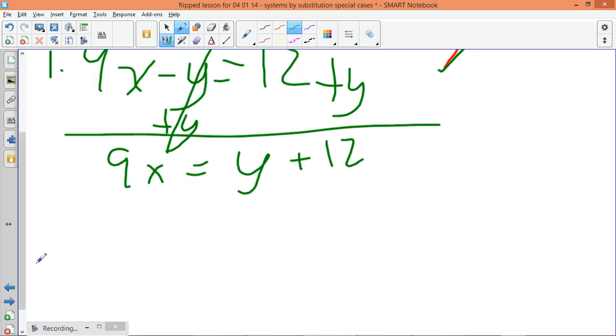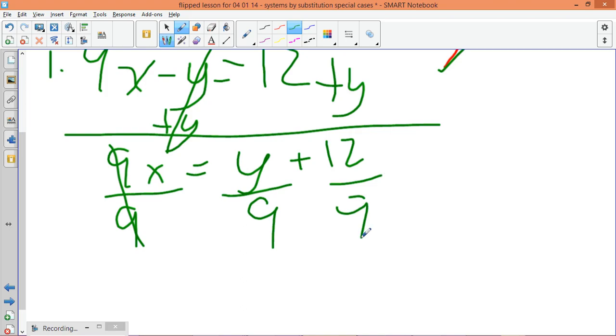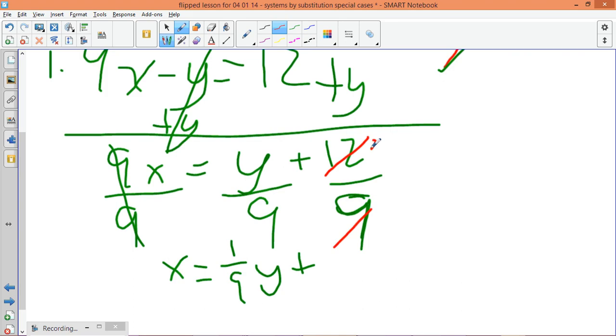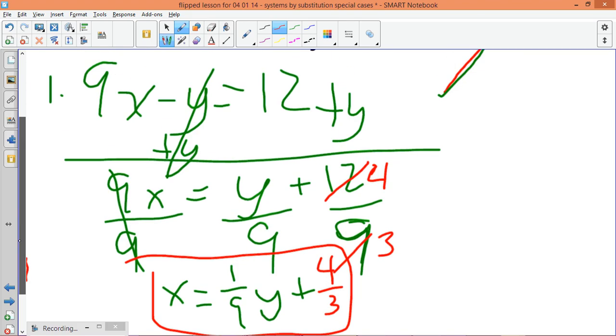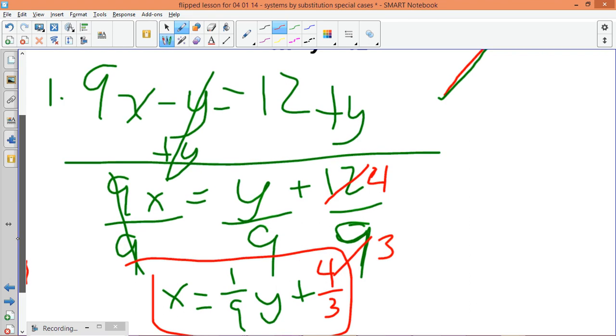Great. Now I divide everything by 9 to get x by itself. x is equal to 1/9 y plus 12 over 9, which can be reduced. 12 and 9 have a common factor of 3, so divide by 3, I get 4. Divide by 3, I get 3. So 1/9 y plus 4/3. Now, it's a little bit ugly. It probably would have been a little easier if we solved for y, but I wanted to show you guys that you can solve for x.